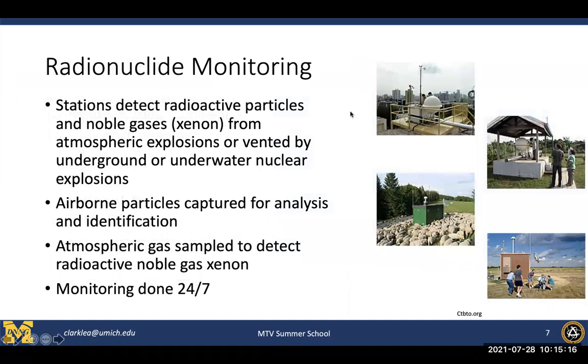But what exactly is radionuclide monitoring? Basically it encompasses stations that detect radioactive particles like aerosols from atmospheric explosions, and it also detects noble gases, particularly radioactive xenon that is vented from underground or underwater nuclear explosions. And monitoring is done continuously, 24/7. These are just some examples of what these stations look like. We have some people setting up or checking them out, but they can be unmanned and they just run continuously. They don't need people to be there to run shifts.